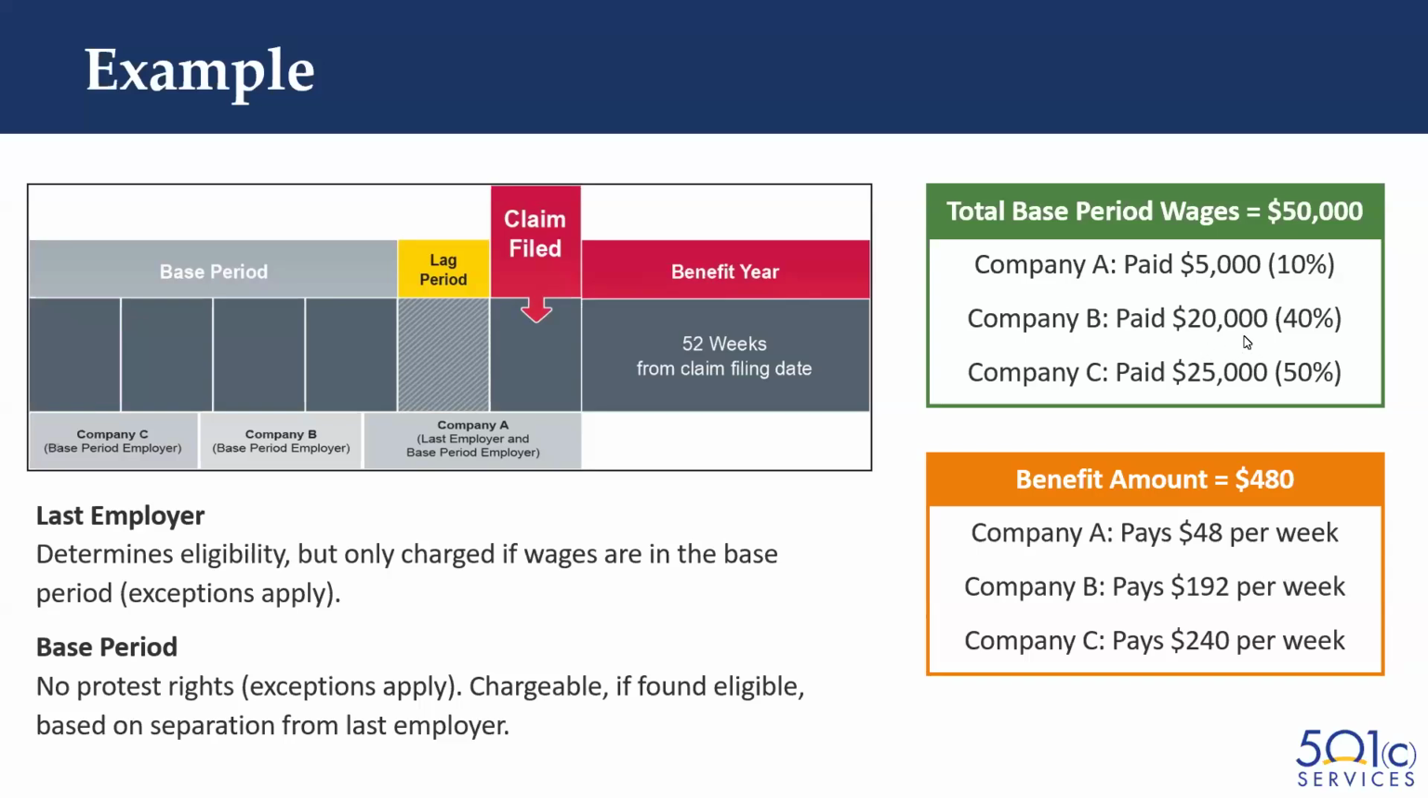Company B paid 20,000 of the 50,000, or 40%, so they're going to pay $192 a week. And then company C paid 25,000, or 50% of the total benefits, and so they're going to pay $240 a week.